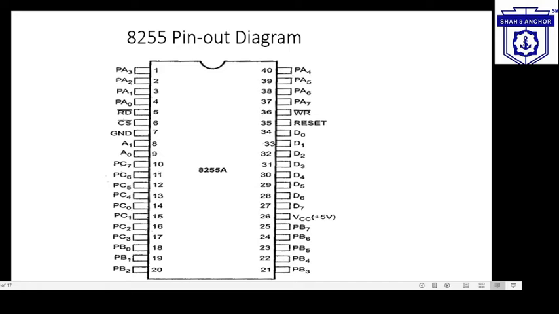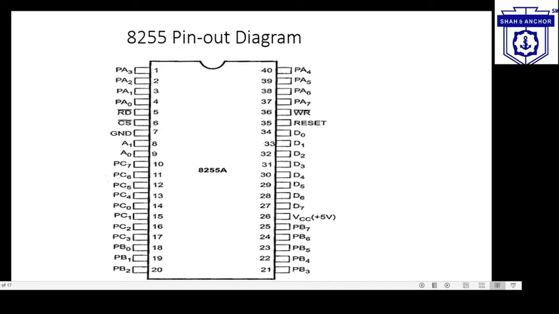Now, the block diagram is over. Now we are going to see the IC of 8255, means the pin configuration or pinout diagram of 8255. What is 8255? It is a PPI. What is a PPI? Programmable Peripheral Interface chip. When we see, there are a total of 40 pins.